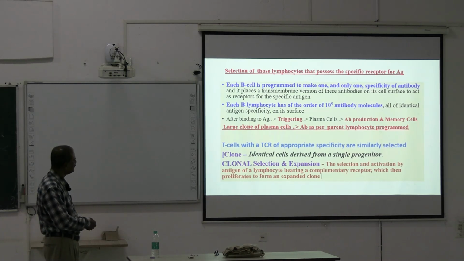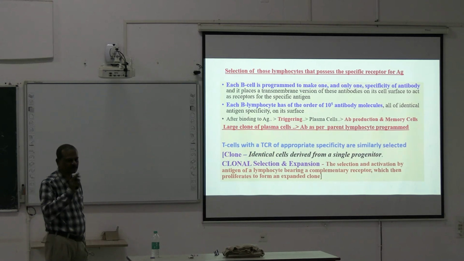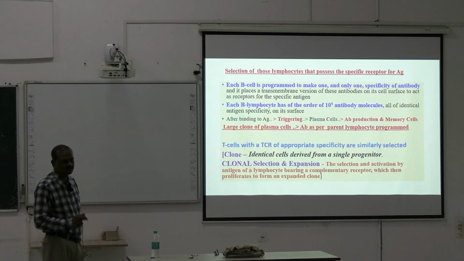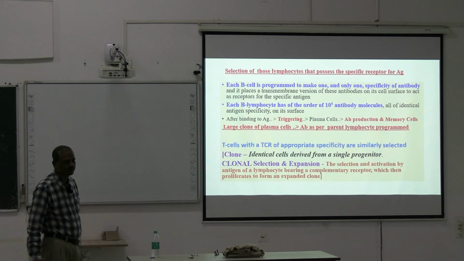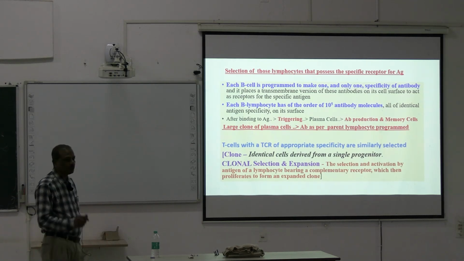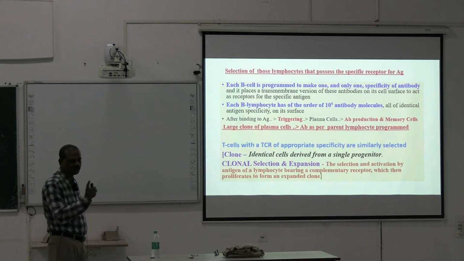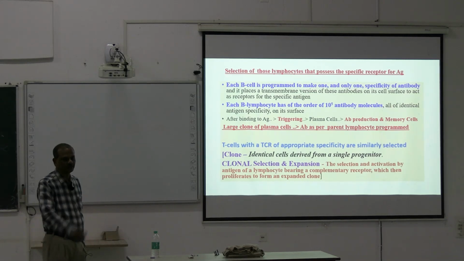The most important part is clonal selection and expansion. I will spend at least 5 minutes on this. A clone is an identical cell derived from the same cell, just like a photocopy. From the same document, you are getting multiple copies. That is what a clone is. Each B cell is programmed to produce only one type of antibody, not more than one, because it has a unique receptor on its surface and it will produce the same antibody.